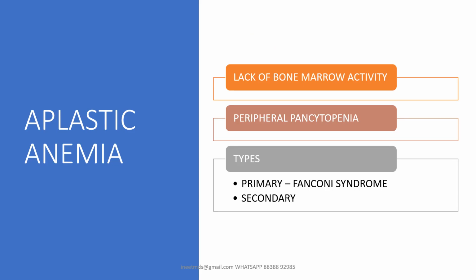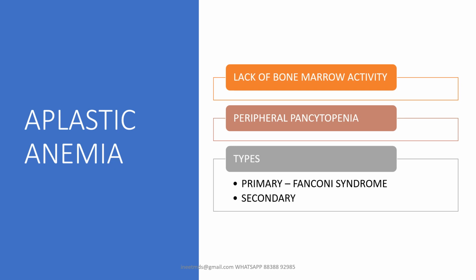Next one is aplastic anemia. Aplastic anemia occurs because of lack of bone marrow activity. It presents as peripheral pancytopenia. So, what does pancytopenia mean? Cytopenia means a decrease in cells, cytosis means an increase in cells. Pancytopenia, pan means everything. So, pancytopenia means there is a decrease in the cell count of RBCs, WBCs and platelets. All three cell types are decreased in aplastic anemia.